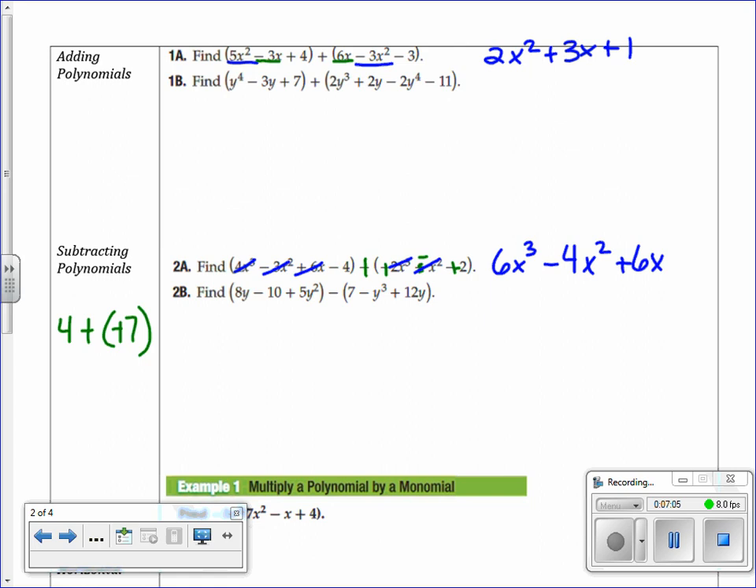And then I have negative 4 plus a positive 2, so I end up with a negative 2. And that's it. Go ahead and try the next one on your own.